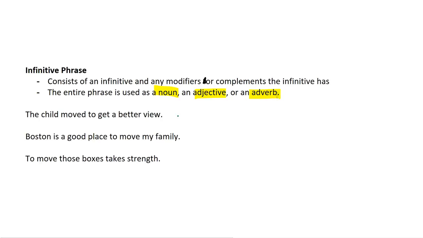Take a look at these three sentences. The child moved to get a better view. Here's your infinitive, to get, and the infinitive phrase is to get a better view. And in this case, this infinitive phrase is acting like an adverb because it's describing the verb moved. In the second one, Boston is a good place to move my family. The infinitive is to move, and it's describing the word place, and so therefore this is acting like an adjective. In the third one, to move those boxes takes great strength. The infinitive is to move, and then it finishes with those boxes. In this case, it's acting like a noun. Specifically, it's the subject of the sentence.